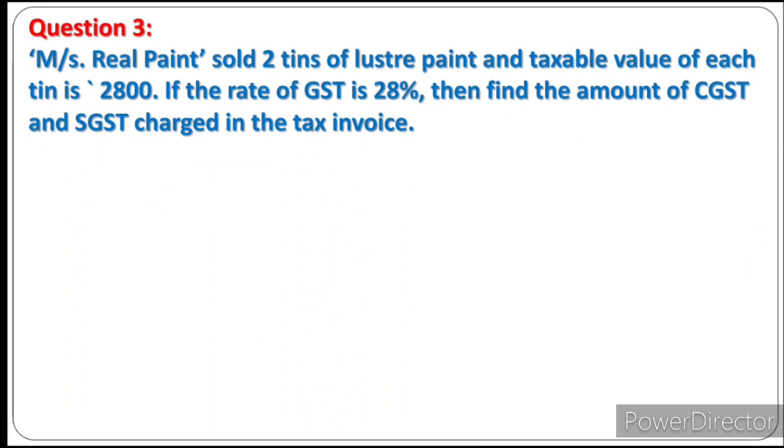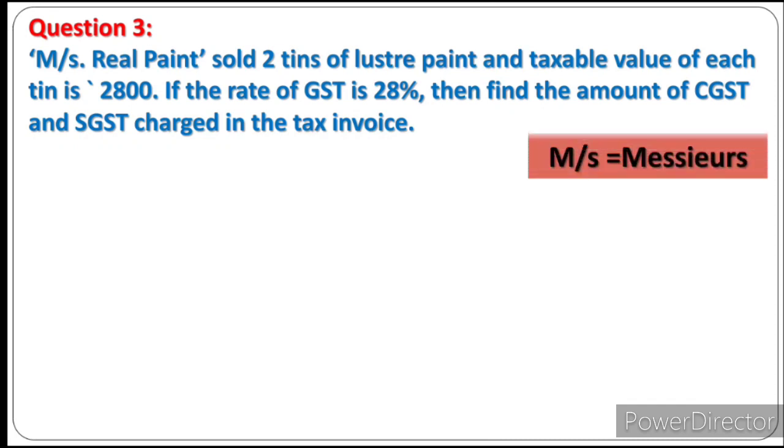So here your question is, you have to find the amount of CGST and SGST charged in the tax invoice. Tax invoice means bill. Here MS is an abbreviation for Messrs. Messrs in English means one or more units working together, which in trading language means a business which runs in a partnership. If a business is running in a partnership, they have to write the name using the abbreviation MS. So I hope you all understood the question.